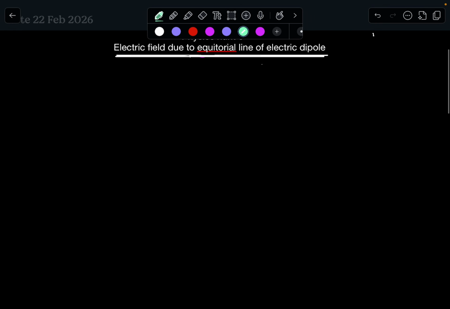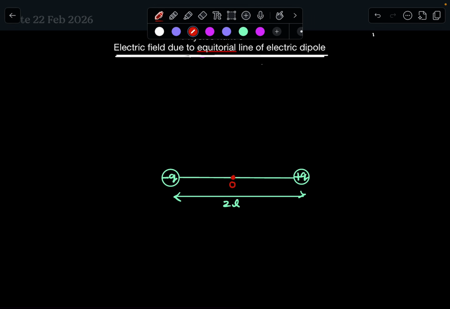So we know that dipole means we have two charges. One is a negative charge and the other one is a positive charge. These two charges are separated by a distance 2L. So 2L is the distance of separation between the two charges. Now I'm going to take a midpoint between the two charges. Let us assume O is the midpoint.